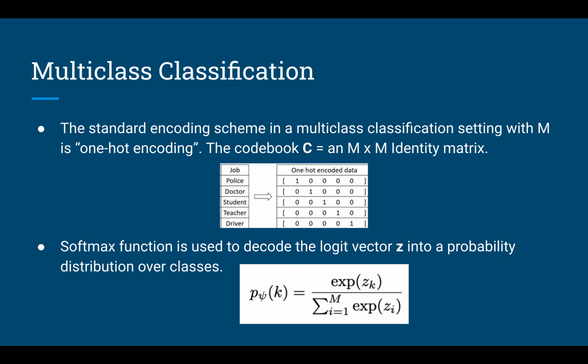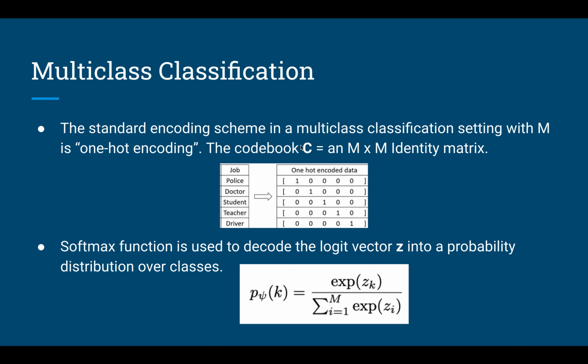First, for some quick background, in a multi-class classification setting with M classes, the standard encoding scheme is one hot encoding. In one hot encoding, the kth class is represented by a binary vector that has a 1 at the kth index and zeros everywhere else. If we stack all of these one hot vectors on top of each other, we get an M by M identity matrix, which forms the quote unquote code book of the one hot encoding scheme. And we will denote the choice of code book using the letter C.